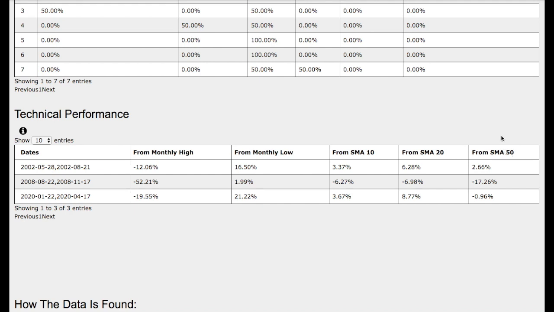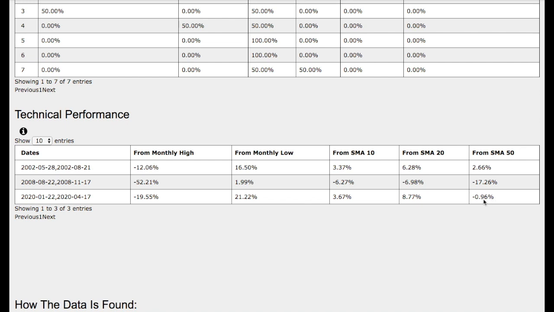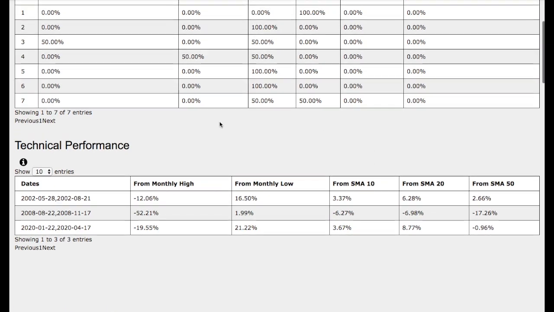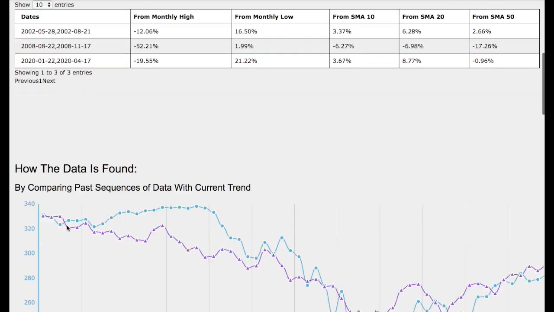So we may steadily climb higher and have the 50-day simple moving average turn positive, like we saw on the 2002 model. Again, this model is now available in the link below, so do check it out.